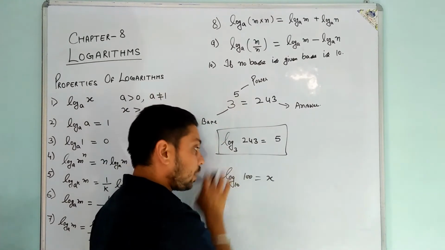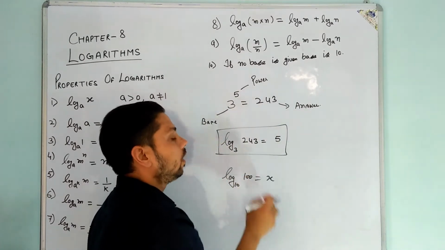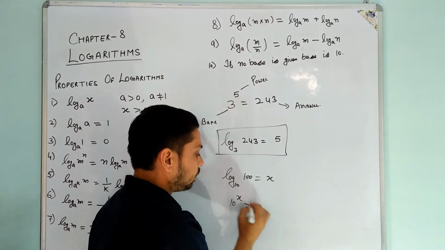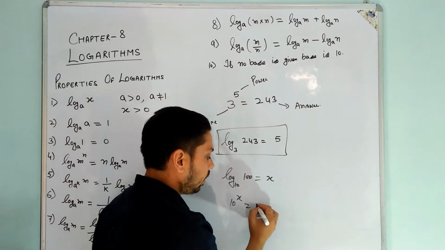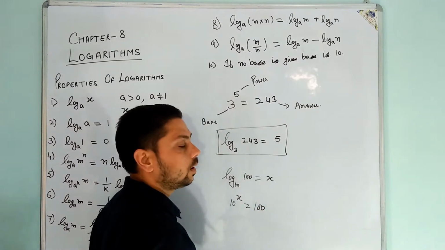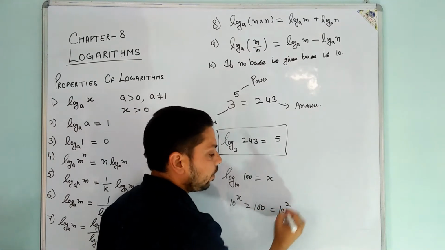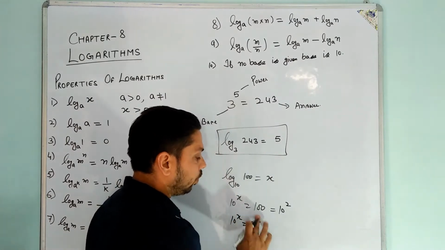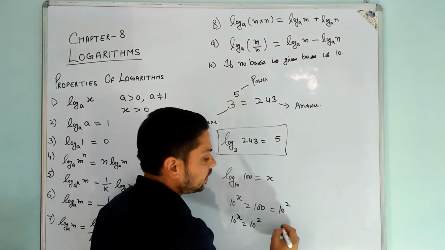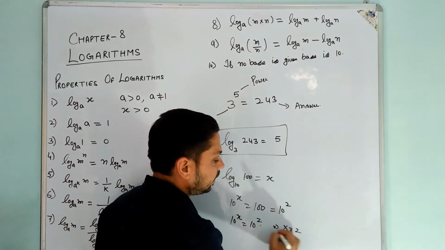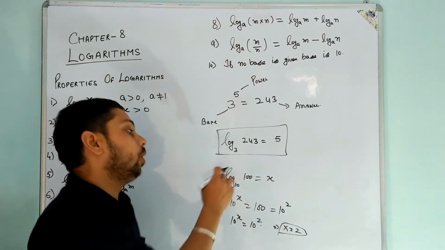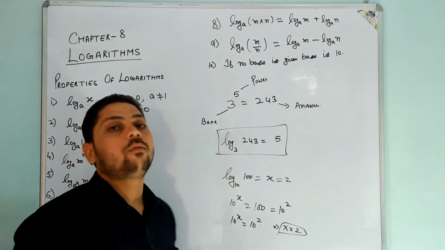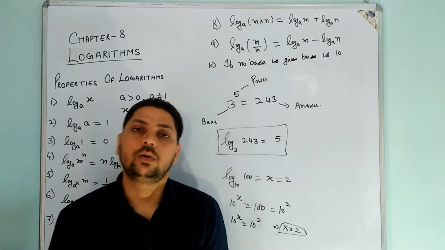Now express this in exponential form. This will give you 10 raised to power x, base raised to power, is equal to 100. 100 can be written as 10 raised to power 2. Now 10 raised to power x is equal to 10 raised to power 2. Now bases are the same, so the powers are equal, and x is equal to 2. That is, log of 100 with base 10 is equal to 2.